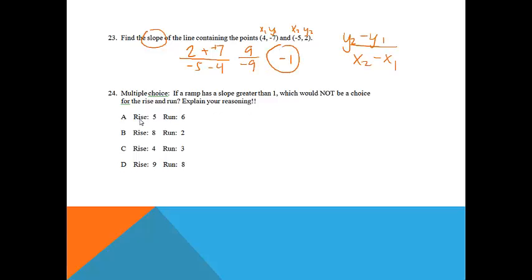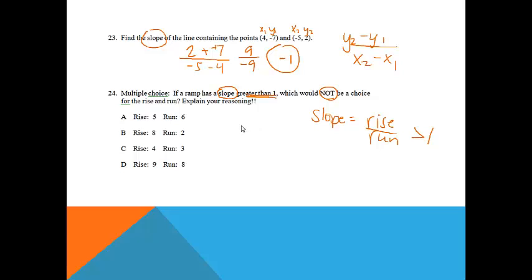All right, 24, multiple choice. If a ramp has a slope greater than 1, which would not be a choice for the rise and run? Explain your reasoning. Okay, so it's a ramp, we're talking about a slope, and it has something about rise or run. Well, we're going to keep in mind that slope is equal to the rise divided by the run. So basically on this one, we know that if we do our rise divided by our run, we need to get an answer that's bigger than 1. So we want to know which of these gives me an answer that's not bigger than 1.